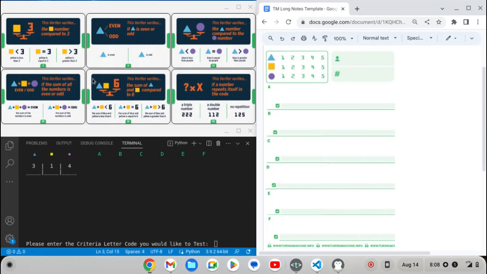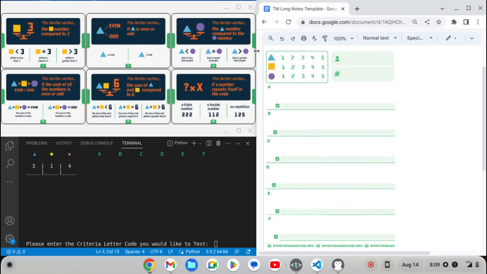So in the grid above, we've got our 6 criteria cards. On the top row, we've got criteria card A, criteria card B, and criteria card C. On the bottom row, we've got criteria card D, criteria card E, and finally criteria card F. Criteria card A looks at our middle digit, the square digit, and compares it to the number 3. So should the value of square be less than 3? Should it be equal to 3? Or should it be greater than 3? Criteria card B looks at our first digit, the triangle digit, and we'll find out whether its value is an even digit or an odd digit.